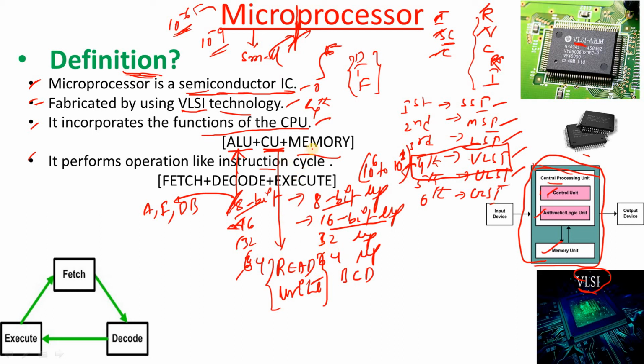So coming to this last one, memory. Memory is the storage space of the computer, which stores the different programs and also data. That means it is a storage space of the computer which stores the programs and also data.